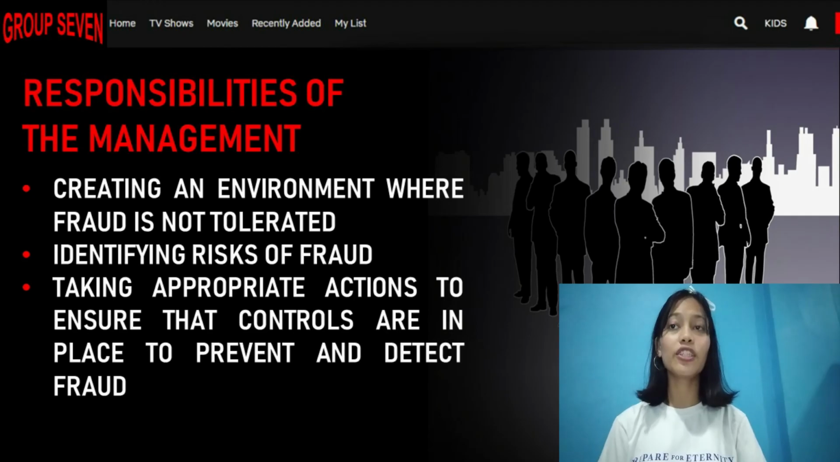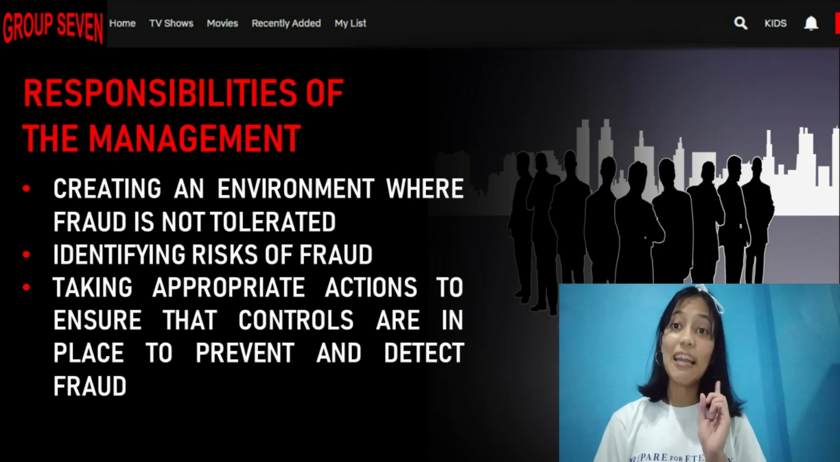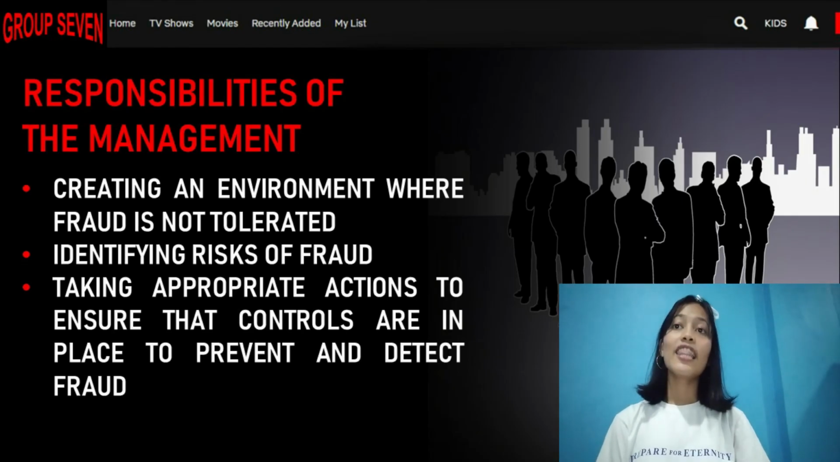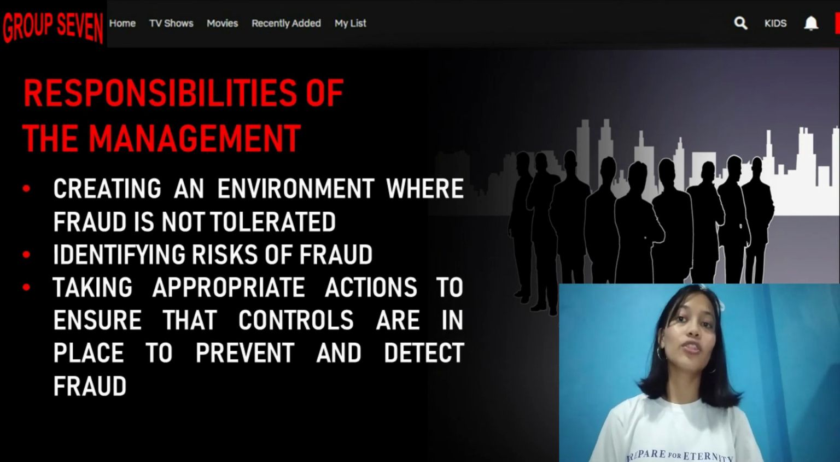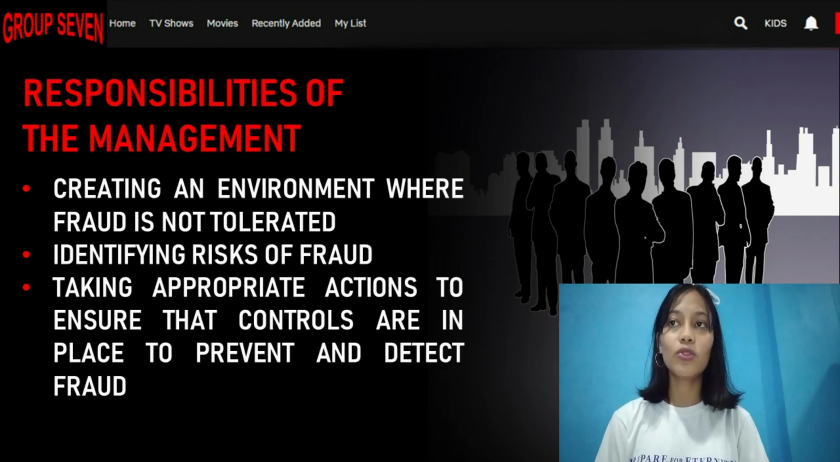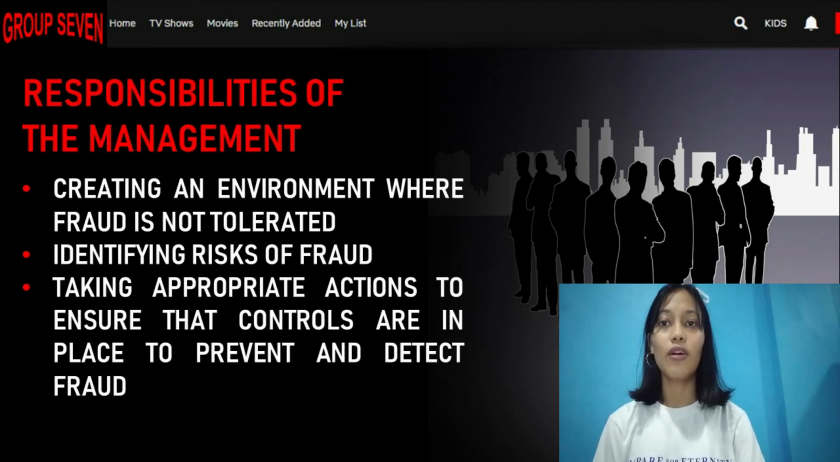They are the ones creating an environment where fraud is not tolerated. Instead, a culture of honesty and good ethical behavior is observed. So, dapat sila mismo ang unang sumusunod sa mga batas na pinapatupad nila at nagiging role model nito. Then, they must identify risks and factors in fraud, and of course, they must take appropriate action to ensure that controls are in place to prevent and detect fraud.